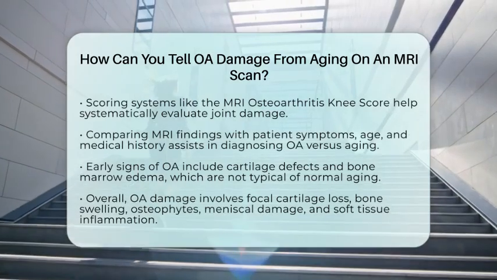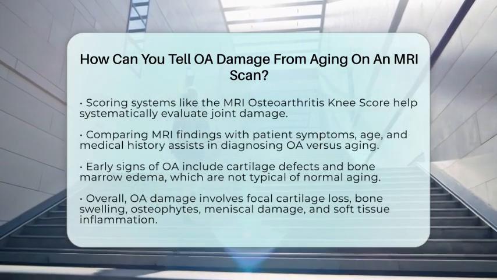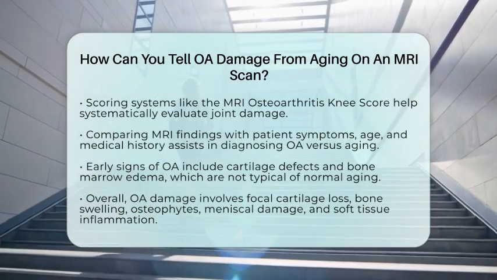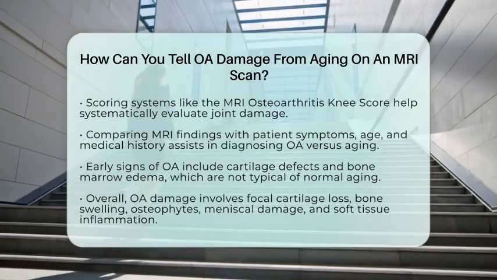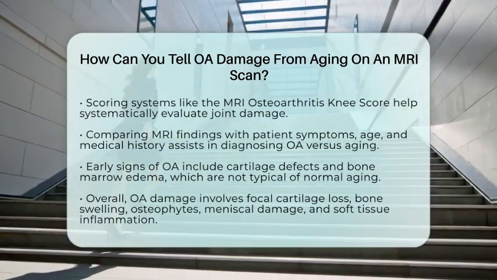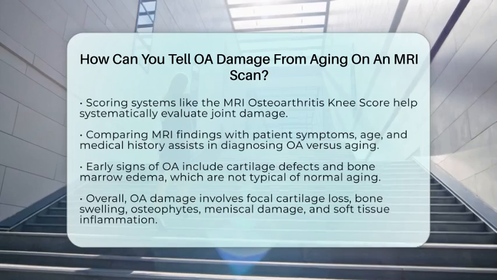Comparing MRI findings with the patient's age, symptoms, and medical history helps confirm whether joint damage is due to osteoarthritis or just aging. Early osteoarthritis shows cartilage defects and bone marrow edema, which are not signs of normal aging.